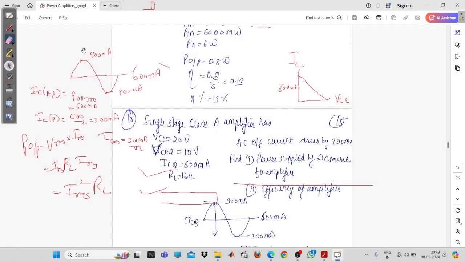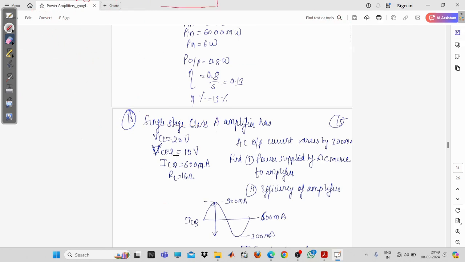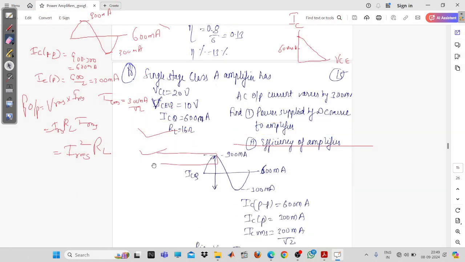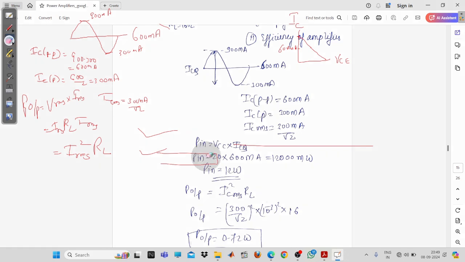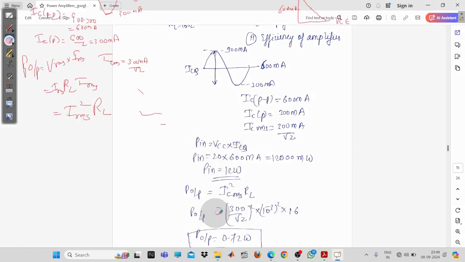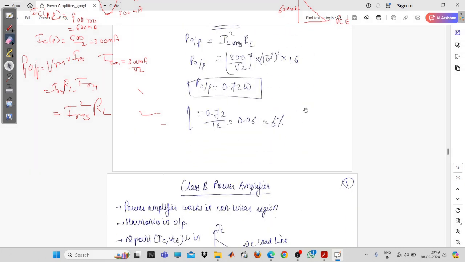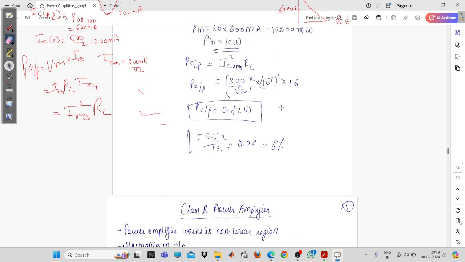In this way you can calculate the ICRMS. You just have to put the ICRMS value into RL, and that will give you the output power. This is 0.72, then 0.72 upon 12, so I think you are going to get around 6% efficiency. So these are some numericals of the power amplifier. If you just apply the concept, you are going to solve the questions on the power amplifier easily. Thanks a lot for the cooperation.